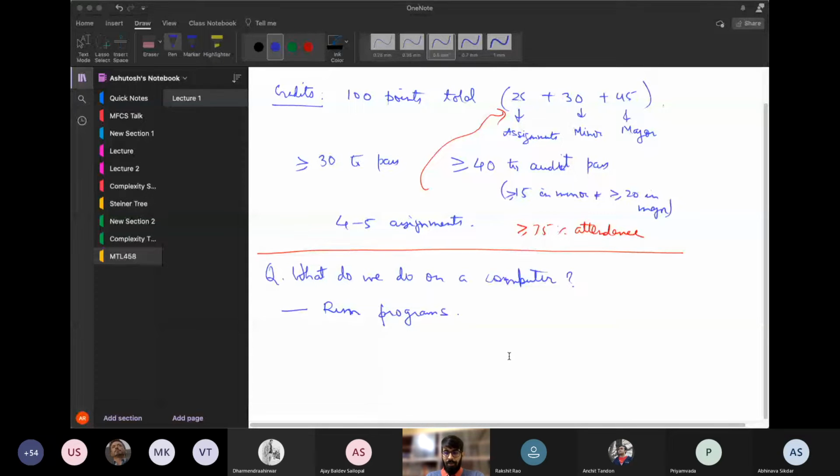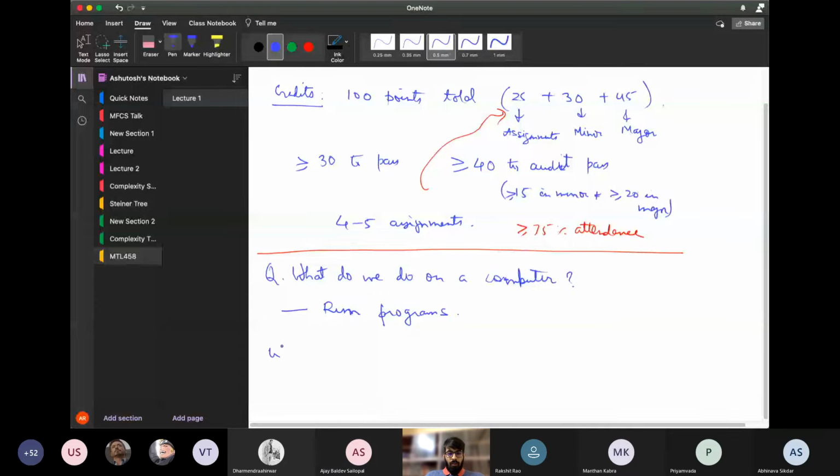Anyone? What happens? The program is somewhere sitting in memory, and then where does the running happen, or what does it mean to run a program? A program has some instructions. Those instructions have to be brought in. Didn't we have instruction fetch and operand fetch? Exactly. Execution. Yeah. Good.